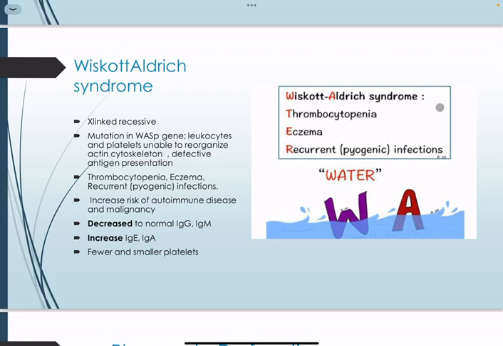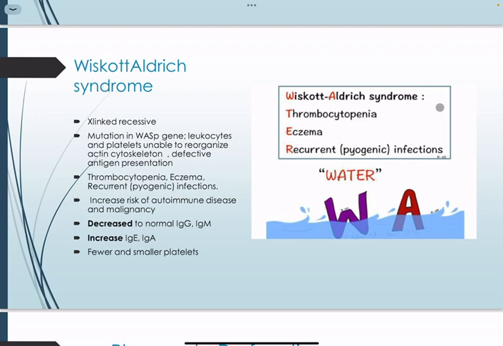With Wiskott-Aldrich, they present with atopic diseases like eczema. They will have severe, difficult to treat eczema. Recurrent pyogenic infections, because they have a degree of problem in antigen presentation. Also, they have an increased rate of autoimmunity and malignancy. If you test them, you will find decreased levels of IgG and IgM, but high levels of IgE and IgA.